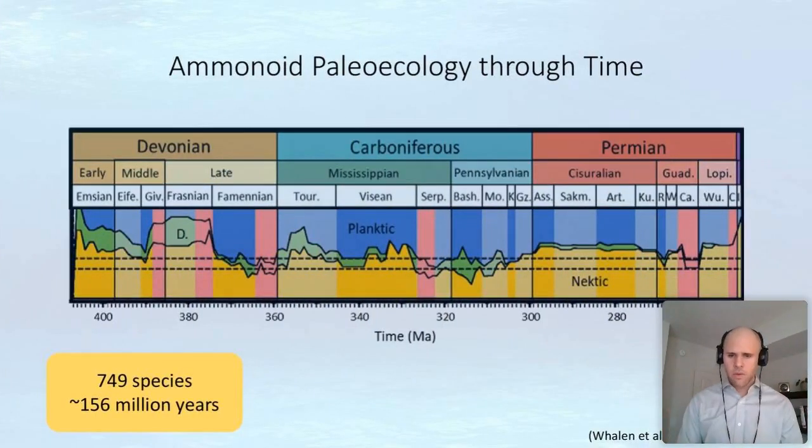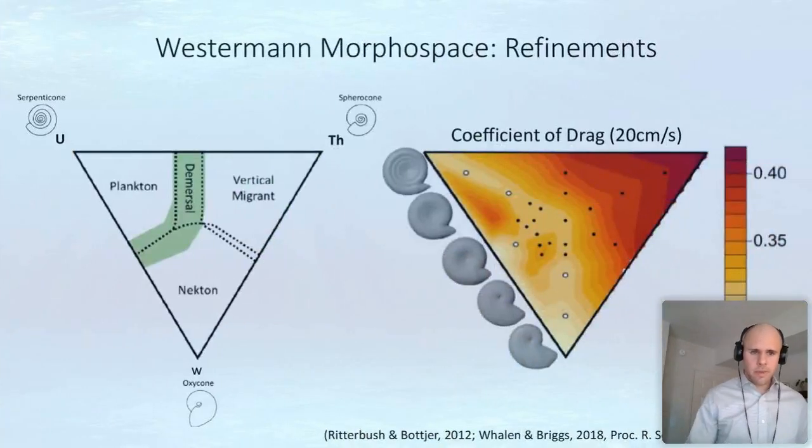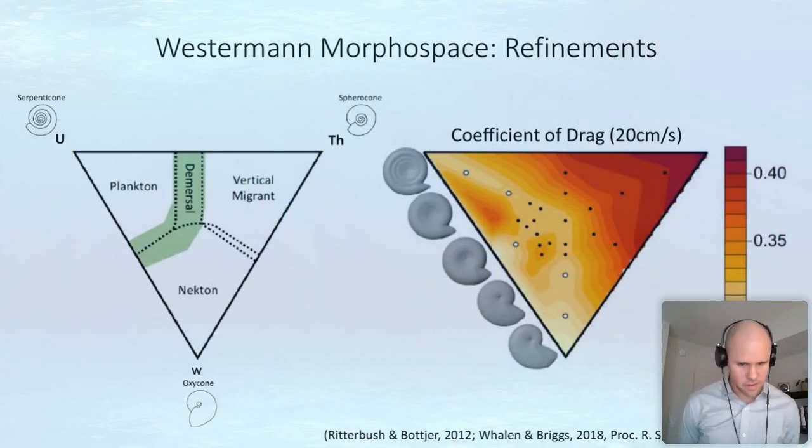Now, at the simplest level, we can take those zones in Westerman morphospace and plot the relative proportion of different paleoecologies in ammonoids over time. And you can do something like this, and you see here on the bottom in yellow that in the Devonian, nectic ammonoids seem to have been more common than later in the Paleozoic. And when we get to the Fumenian, planktic ammonoids become much more prevalent. And that's simply based on the lines that are drawn by Ritterbusch and Botcher in this figure on the left.